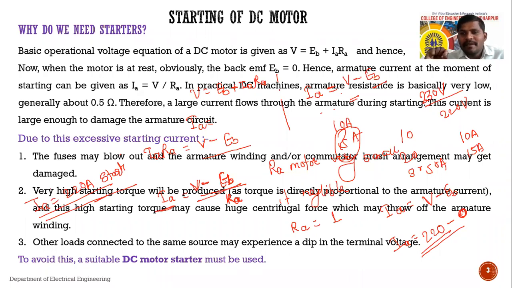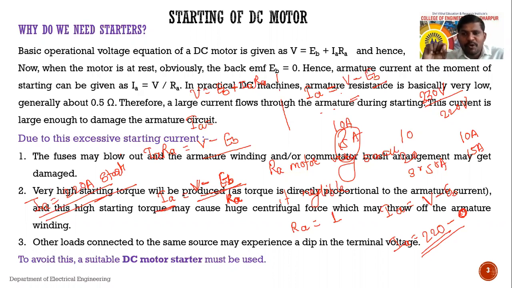At the time of starting, if there is no starter, that means you are not limiting the starting current. If you are not limiting the starting current, it will go high. Due to that high value of current, how does it go high? According to this equation proof.